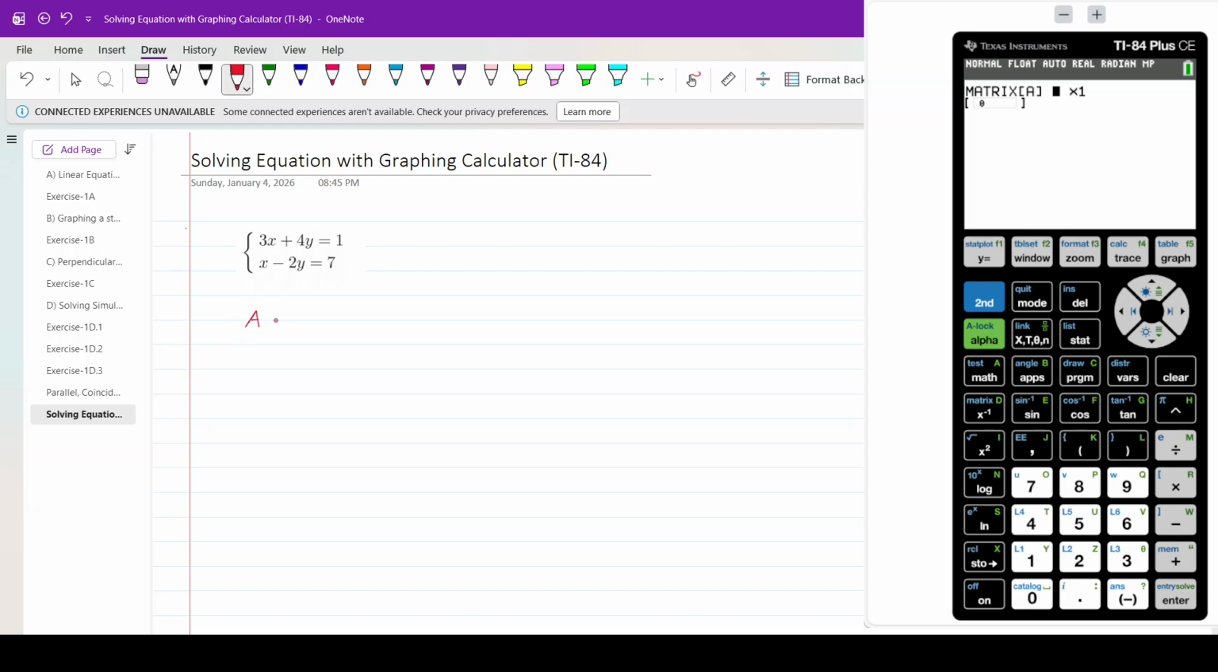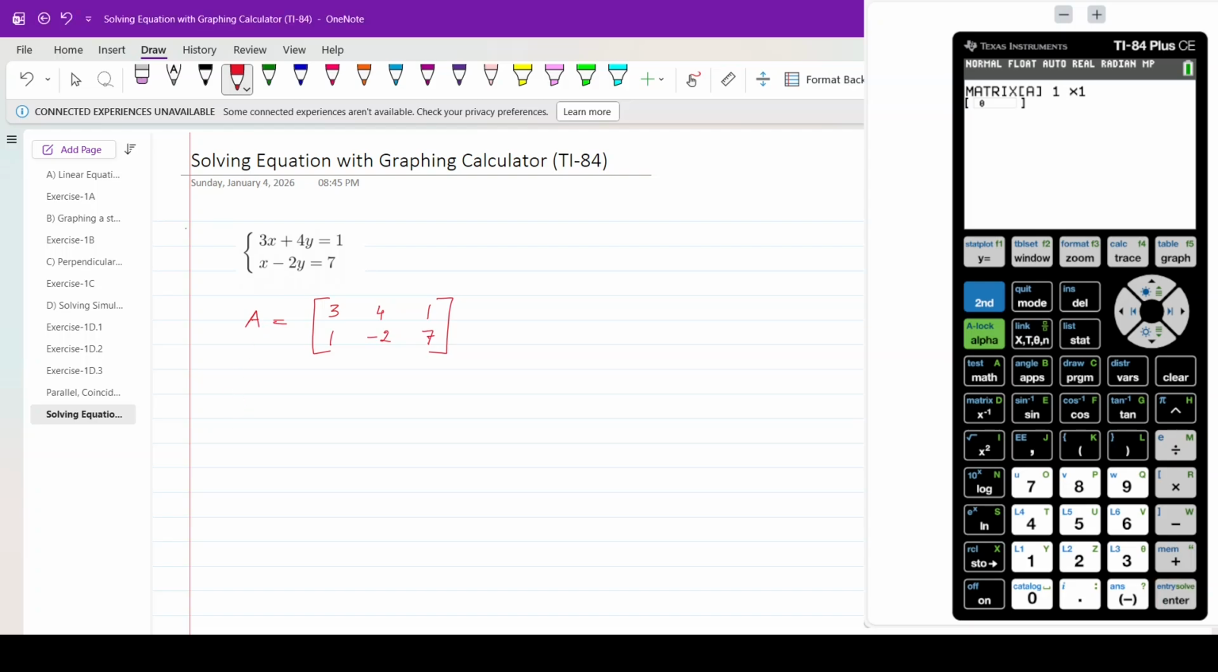So matrix A will be equal to, we'll write the values in front of x, y as they are. So this will be 3, 4, 1, 1, minus 2, 7. So this will be our matrix. Now we'll solve the system of equations using matrix A. So let's go to our calculator.